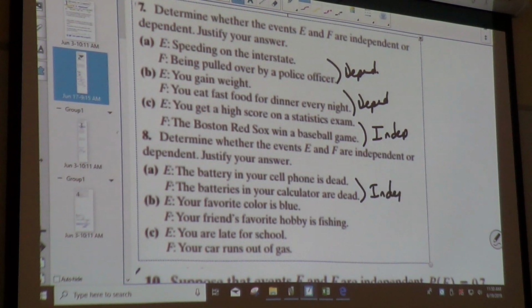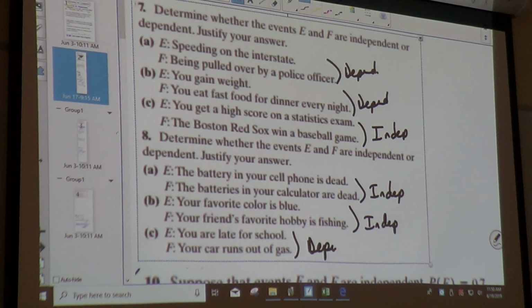Independent. Your favorite color is blue. Your friend's favorite hobby is fishing. Independent. You're late for school and your car runs out of gas. Which one? Dependent. Okay, so either they depend on each other or they have nothing to do with each other.